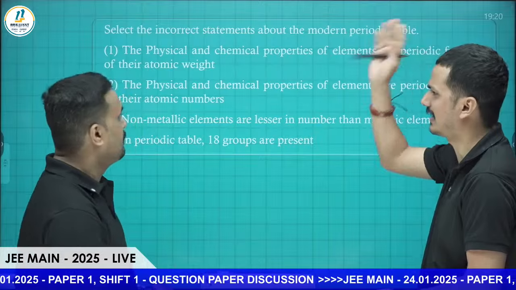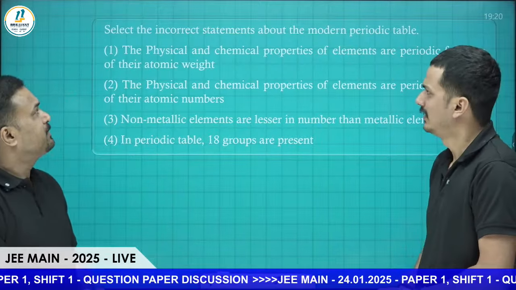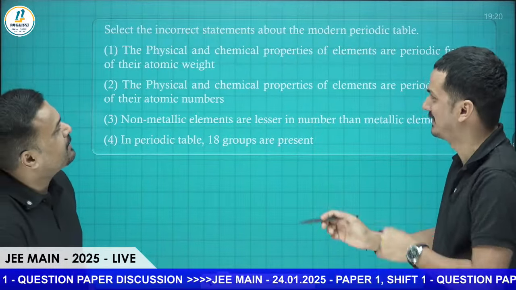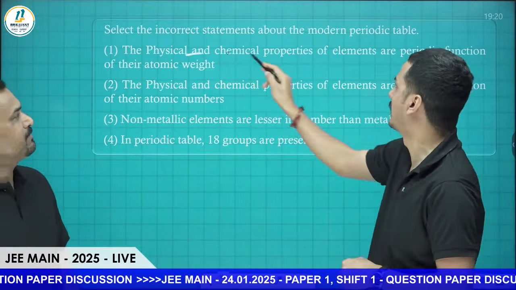We can go to the next. This is an easy, direct question. Select the incorrect statement. Physical and chemical properties of elements are a periodic function of their atomic weight. This was told by Mendeleev, and it was wrong, it's obsolete. The next one, physical and chemical properties of elements are a periodic function of atomic numbers, by Henry Moseley. This is the modern concept, the most acceptable one.